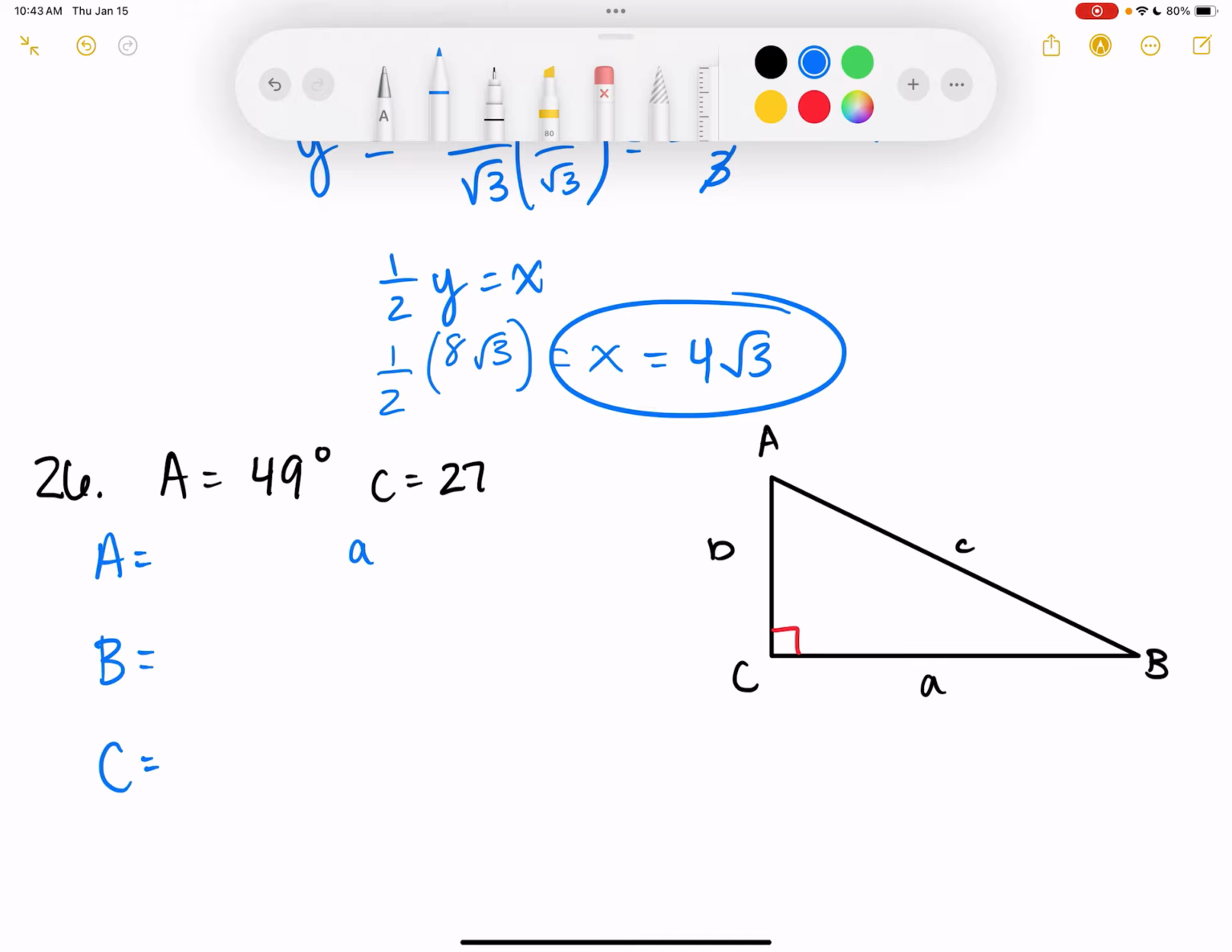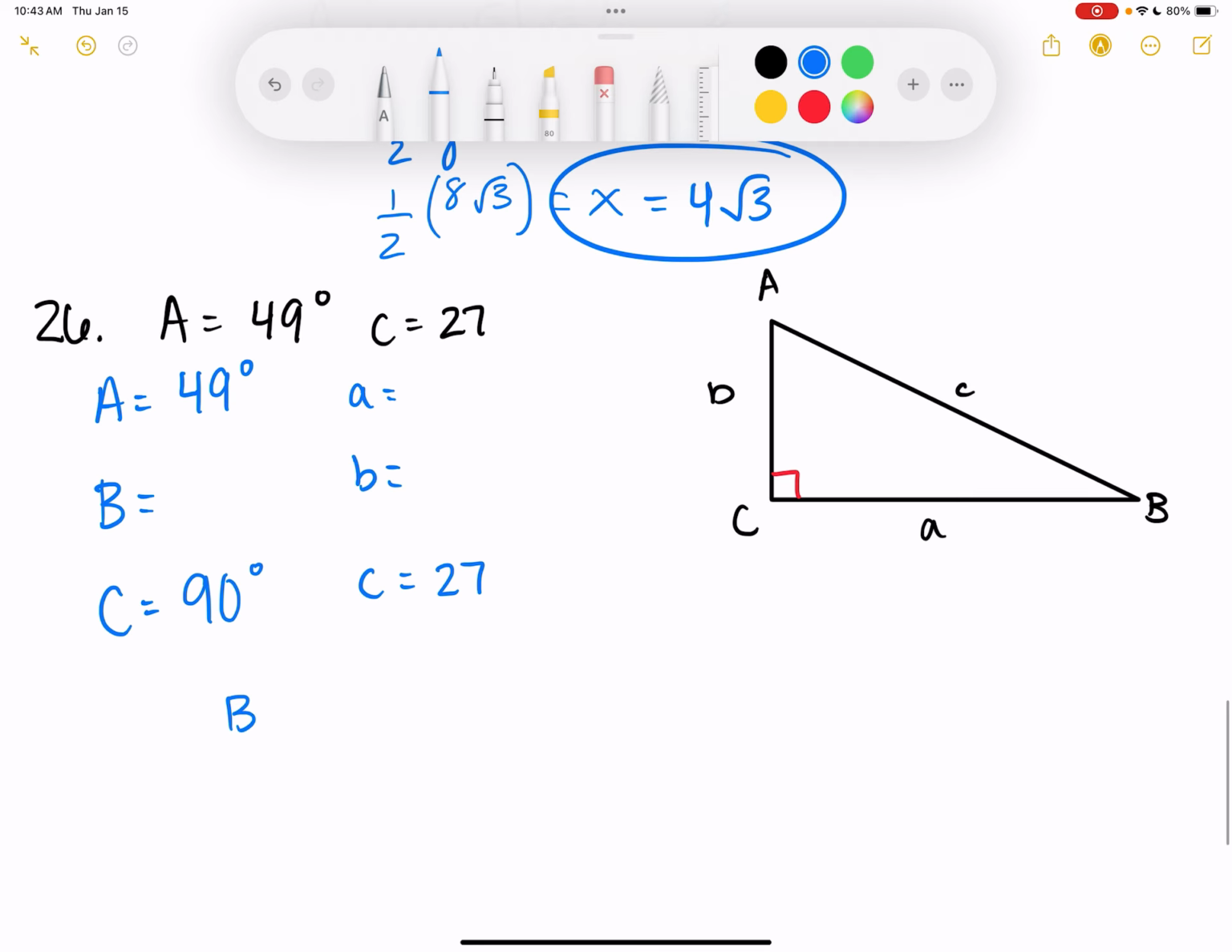All right, so I'm going to write out all of my angles and all of my sides. So angle A is 49 degrees. Side C is 27. Now, I also know angle C because they've put this lovely little box over here for me, of 90 degrees. So it's 90 degrees. Angle B then will be the next easiest thing to find. You add both the degrees and subtract from 180. So angle B is 180 minus 90 minus 49. 90 minus 49 is 41. So 41 degrees.